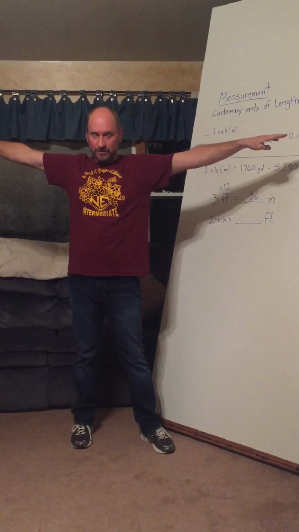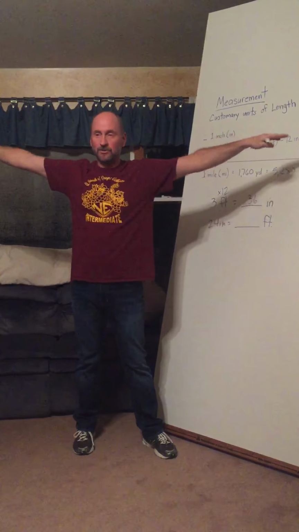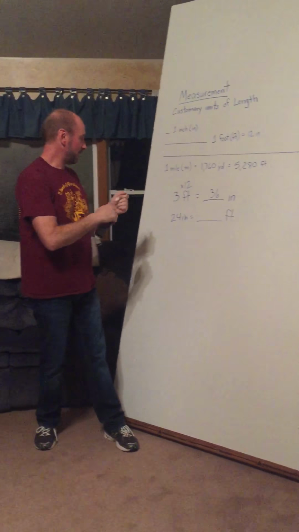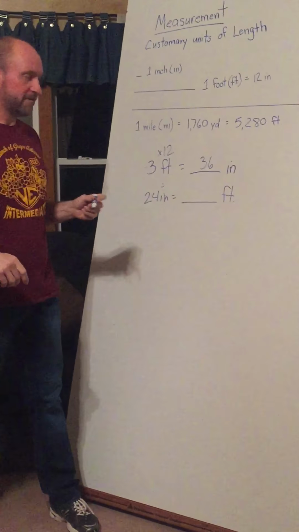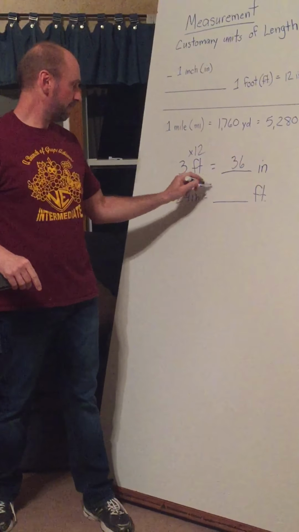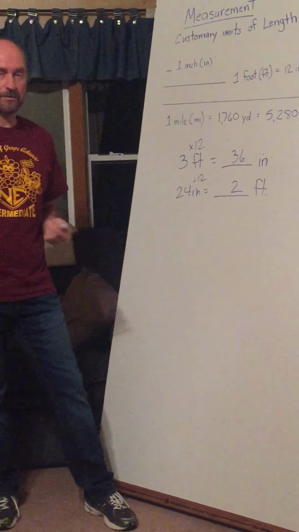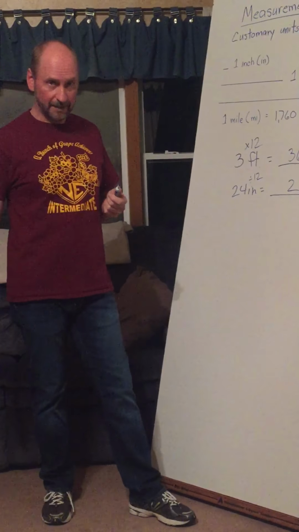And I think Miss Sprague showed you this as well. You look like a division symbol when you go from a smaller to a larger. Okay, so we're going to divide. And you're going to divide by how many inches are in a foot, which is 12. And 24 divided by 12 is 2. So 24 inches is equal to 2 feet.